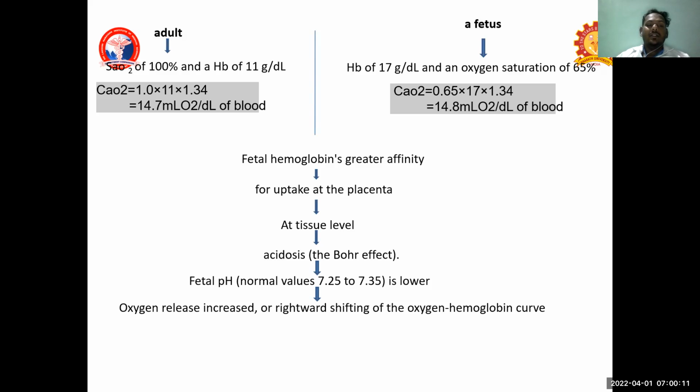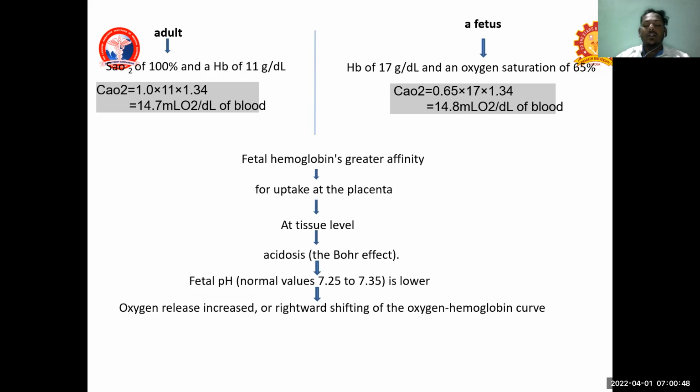In an adult, with SaO2 of 100% and hemoglobin of 11 grams per deciliter, CaO2 will be 14.7 ml O2 per deciliter of blood. In a fetus, with hemoglobin of 17 grams per deciliter and oxygen saturation of 65%, CaO2 will be 14.8 ml O2 per deciliter of blood. Fetal hemoglobin's affinity is greater for uptake at the placenta.